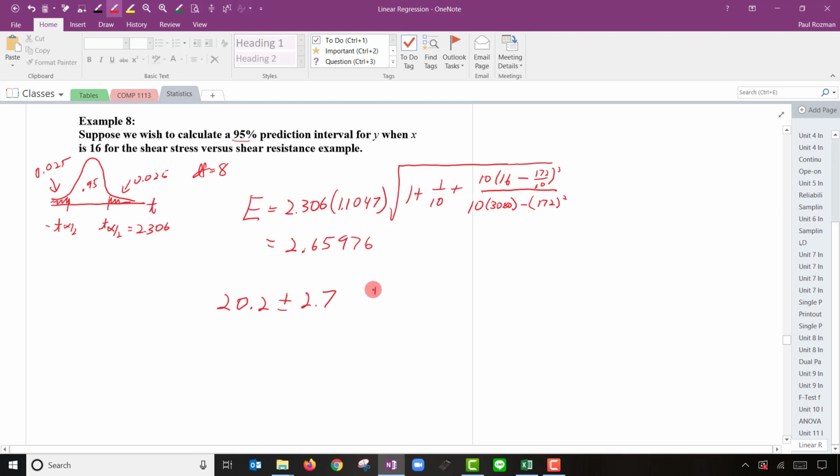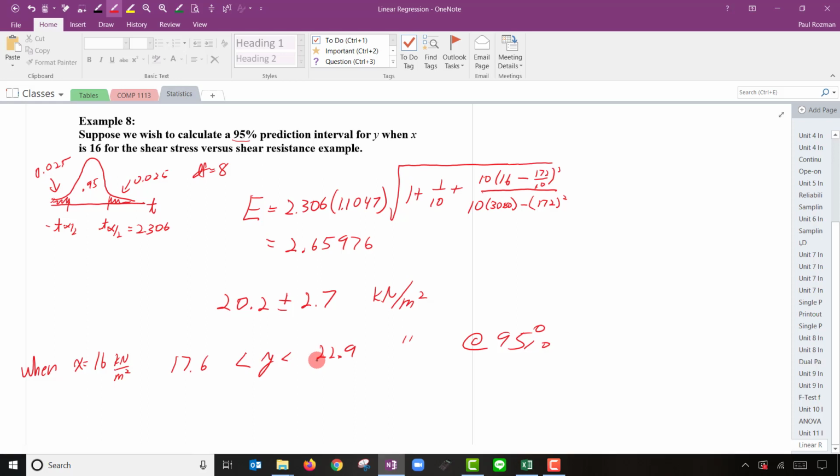And what are the units there? They were kilonewton per meter squared. Or you could write it in interval notation: 17.6 up to 22.9. And we're doing this at 95% confidence. So this is for when x equals 16 kilonewton per meter squared. When x is 16, we think y is somewhere in this range.